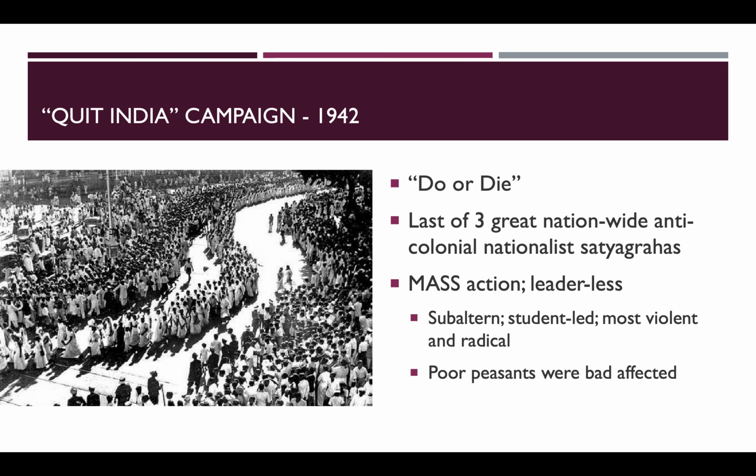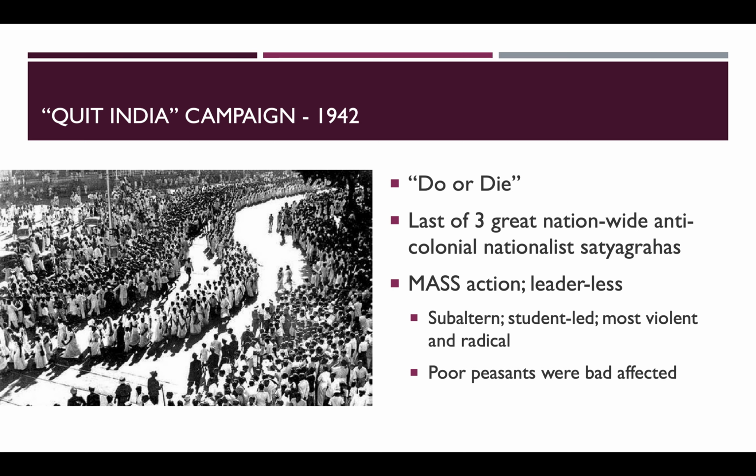It's leaderless. Now, why is it leaderless? It's leaderless because Gandhi, so I should back up. Gandhi said, literally, this is do or die: that either we drive out the British or we die trying. He makes these radical calls amongst other Indians like Nehru, and the British swoop in and arrest many of the key leaders from the Congress Party. Gandhi is arrested. 1,000 or more political leaders are arrested.